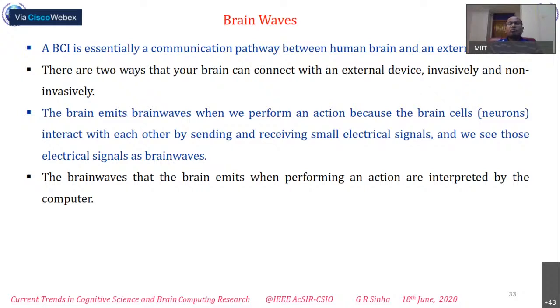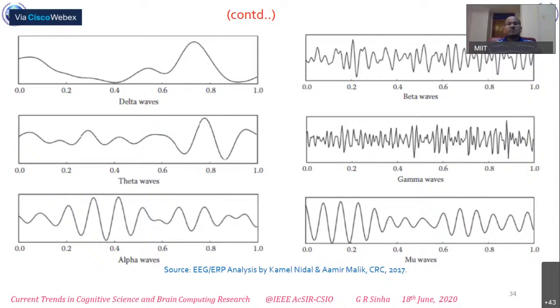So brain waves, I've already discussed about brain waves. Those patterns which we receive from the brain, which are emitted from the brain, are called brain waves, and BCI actually provides an interface between the human brain and an external device. So let's go to the brain waves. These are the brain waves.